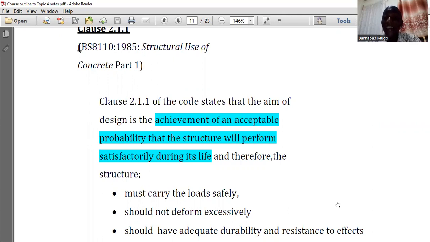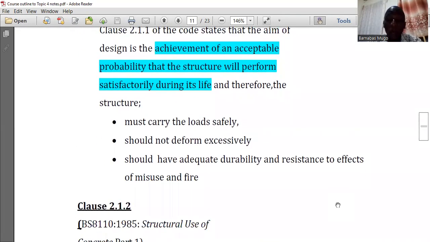And therefore, for any structure to be able to achieve an acceptable probability for it to be used during its lifespan, it needs to have the following parameters. One, it must be able to carry the load safely. It should not deform excessively, and it should have adequate stability and durability and resistance to the effect of misuse and fire.